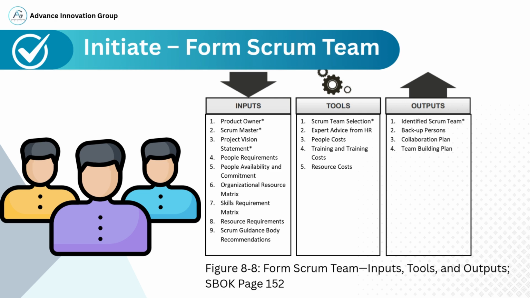1. The identified Scrum team, which includes cross-functional members who are capable of delivering product increments. 2. A backup person plan, in case someone is unavailable during the sprint. 3. A collaboration plan, to ensure the team works together efficiently. 4th, a team building plan, to promote trust and communication within the team. Building the right Scrum team is essential because they will directly influence the speed and quality of delivery.